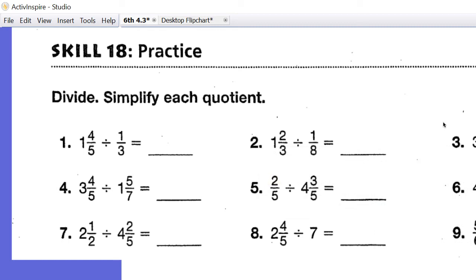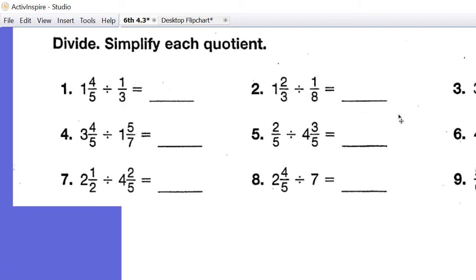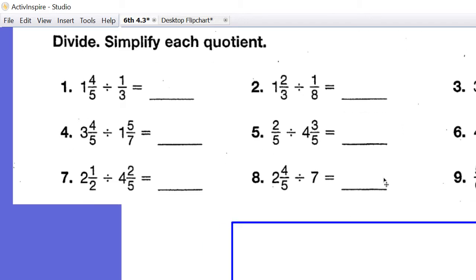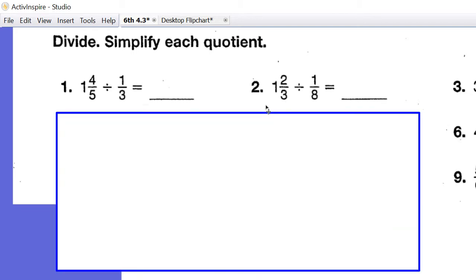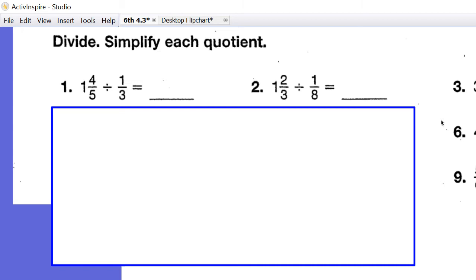Okay, we are on Skill 18, dividing mixed numbers. We're on the back side of the page. The directions say divide and simplify each quotient. This video is going to go through several of the problems of the odds. So we'll start on number 1, and then we'll just skip around and do some of the odds.